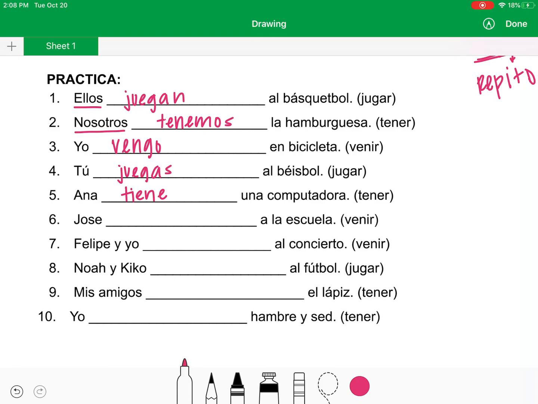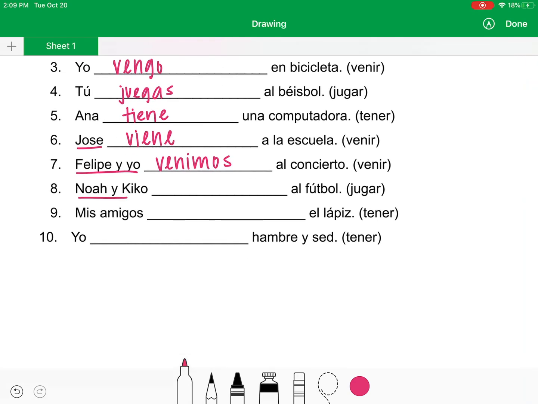All right, pause your video again. Go ahead and do the next 5. If you guys have questions, please raise your hand and ask me. All right, we've got Jose. E to IE. Viene. Felipe y yo. This is in the nosotros form, so it doesn't change. Venimos. Noé y Kiko. It's our subject, so this changes from U to UE. Juegan.